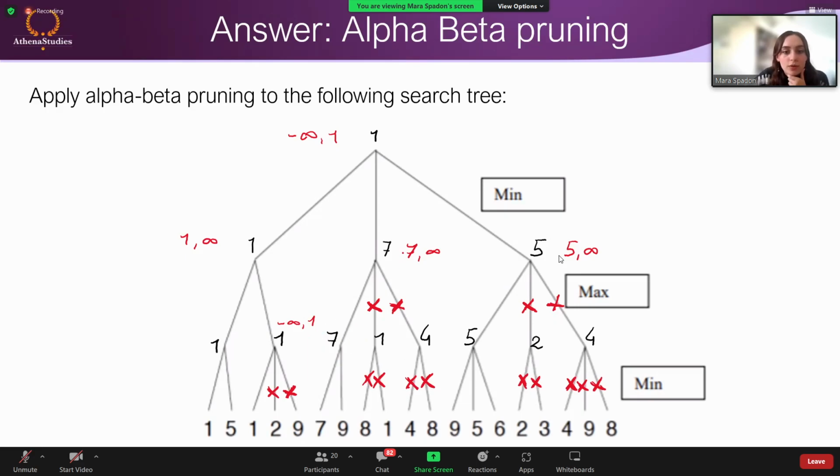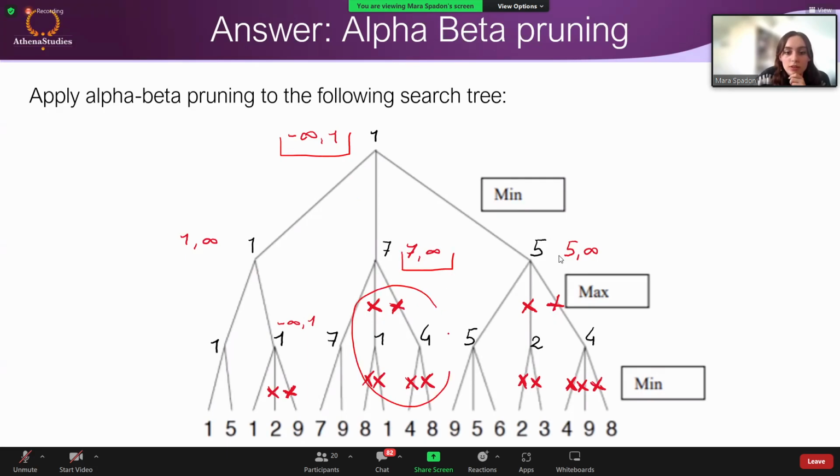So we know for this one, max would choose 7 or something higher, right? So in the end, we know after calculating this value with the 1s, that min will choose 1 or something smaller. And we have 7 or something bigger here.